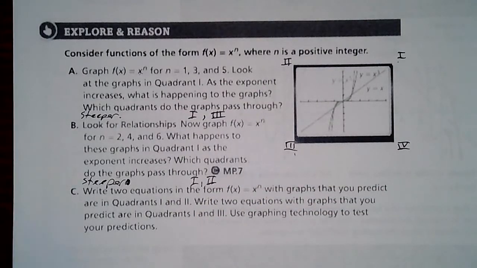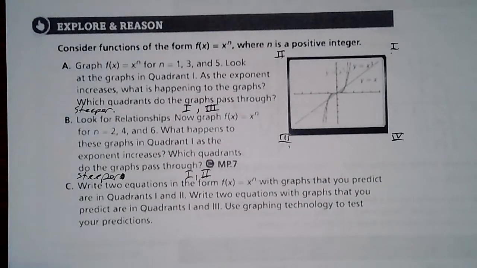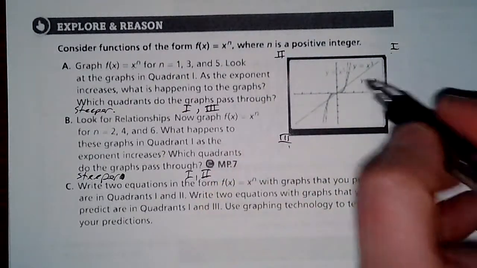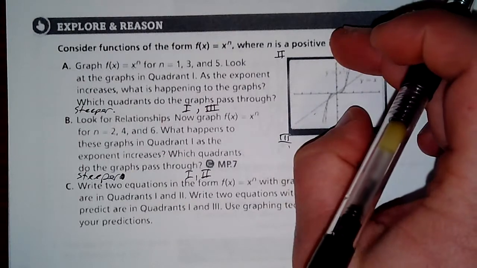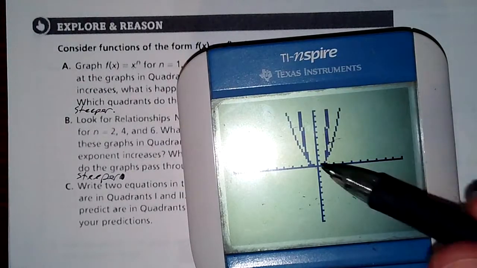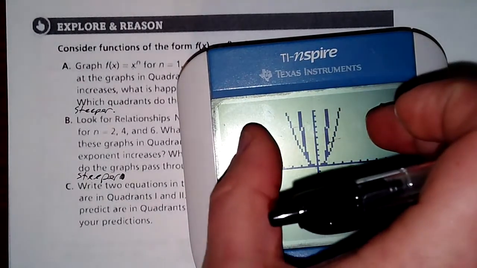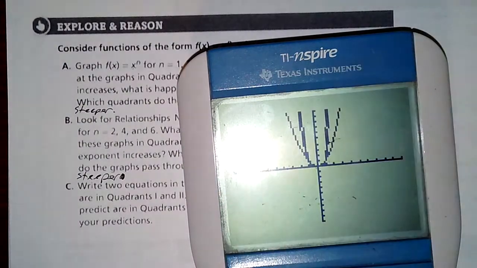So just from those two little parts, the takeaways should be: odd powers are in quadrants 1 and 3, and as the power gets bigger, the graph gets steeper. And even powers are in quadrants 1 and 2, and same thing: as the power gets larger, the graphs get steeper.